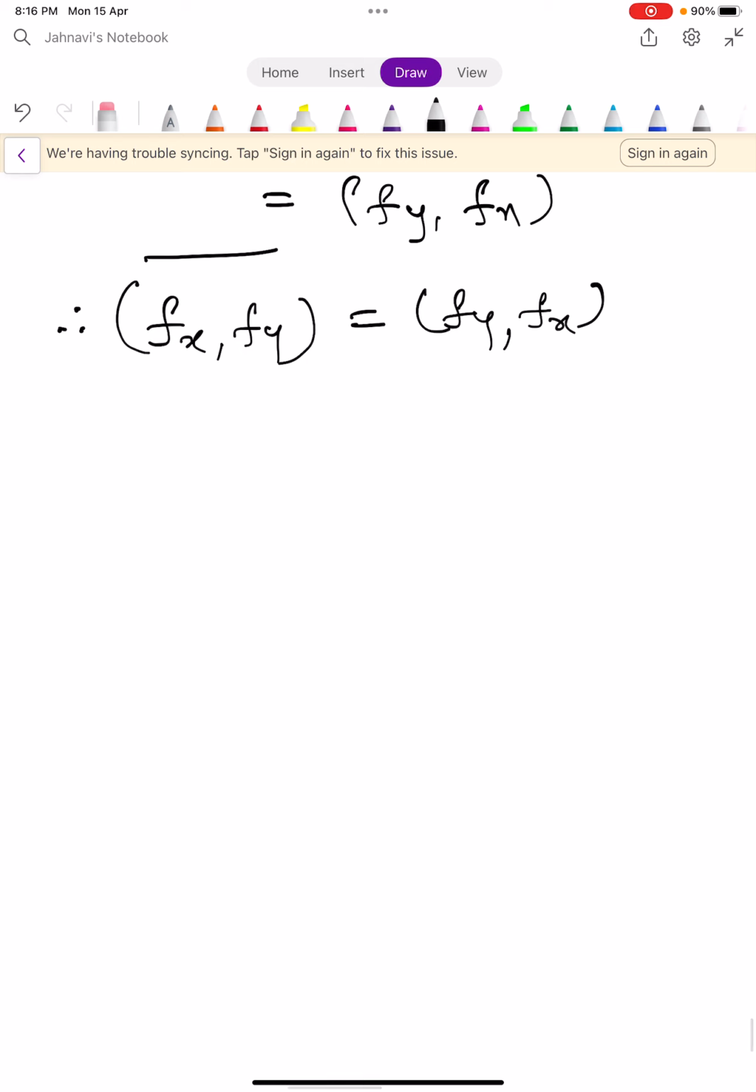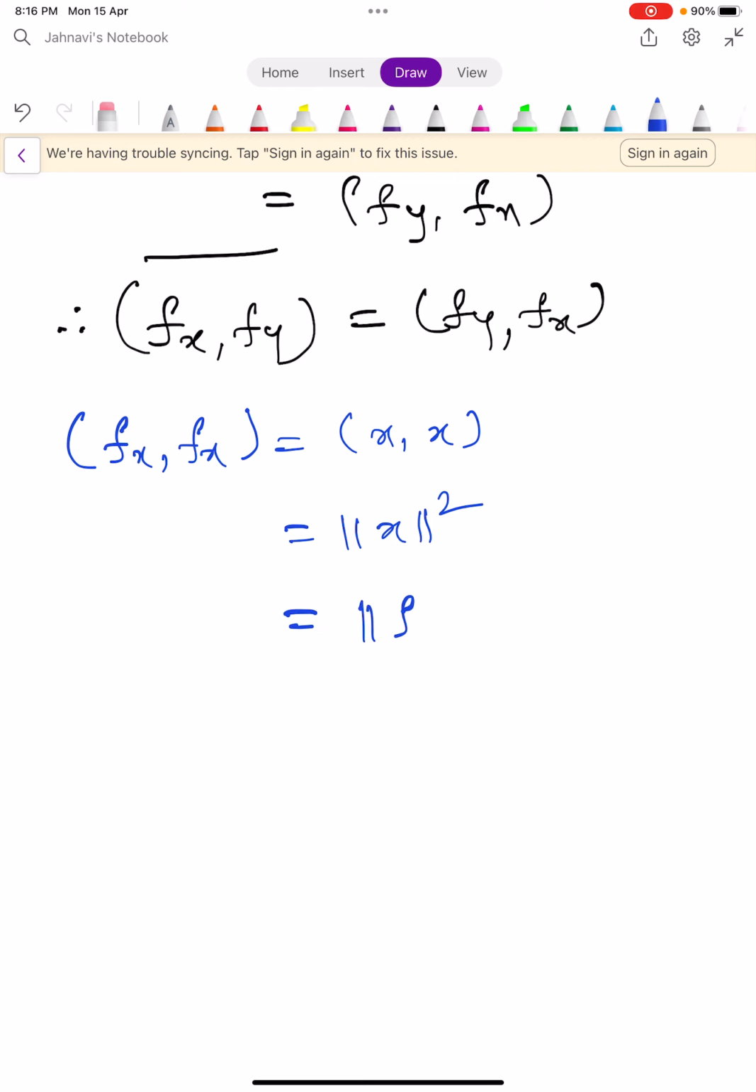Now we are going to prove the third condition. The inner product of fx comma fx is equal to the inner product of x comma x. This is nothing but norm x square. This is nothing but norm fx square. Therefore we conclude that the inner product of fx comma fx is equal to norm fx square. So we proved all three properties which are required.